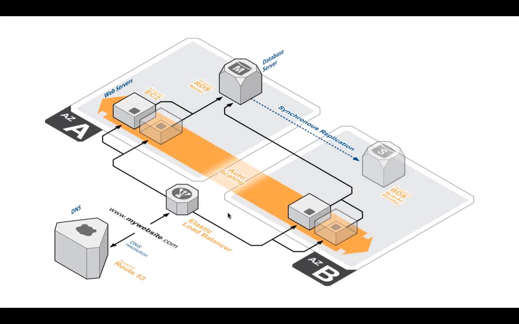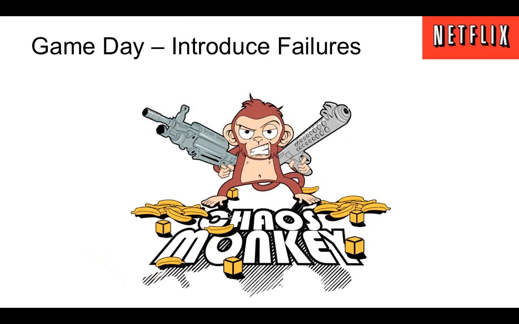Basically, you will want to be able to withstand the total loss of an availability zone so that none of your application tiers are hosted fully in only one AZ. Don't have all your eggs in one basket. And then, practice failures. There's a concept called game day. I recommend looking into this.